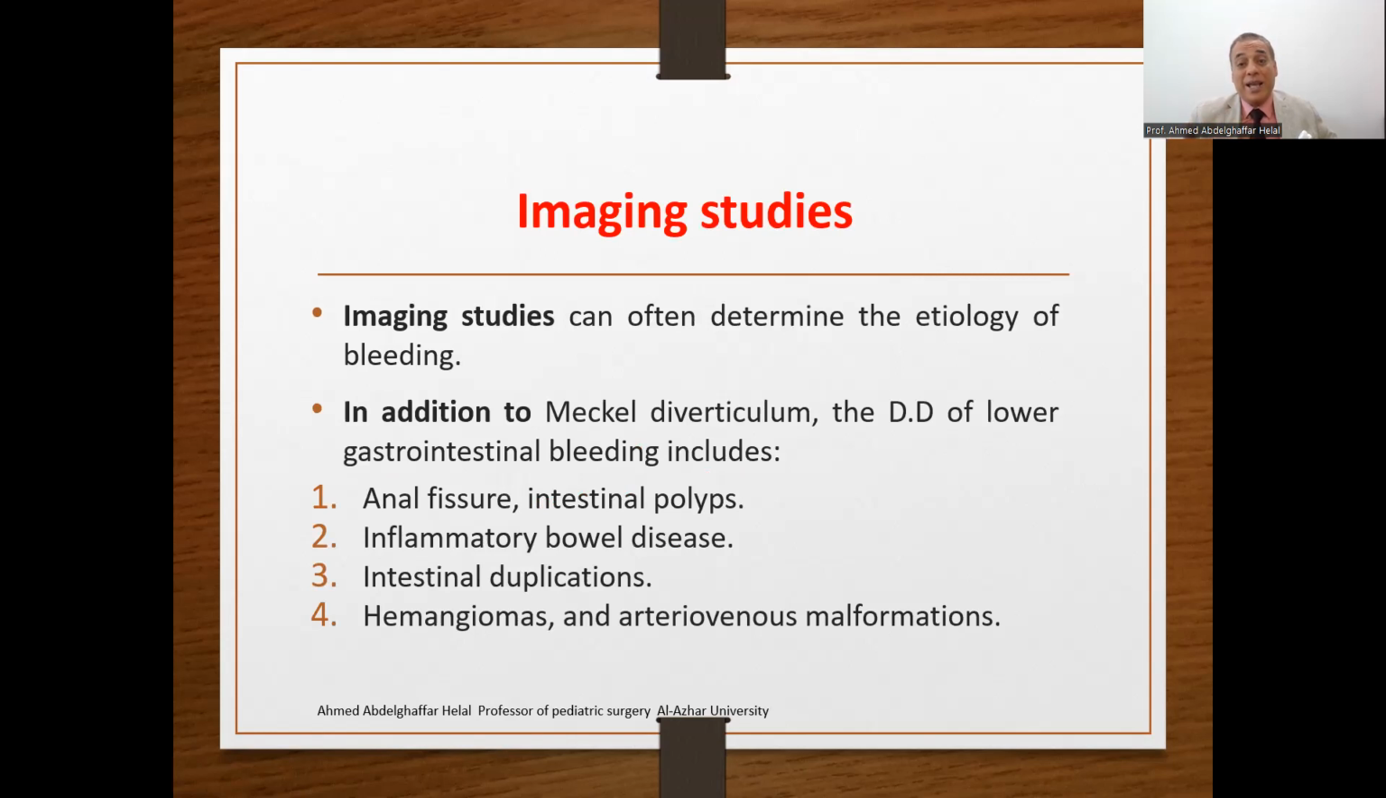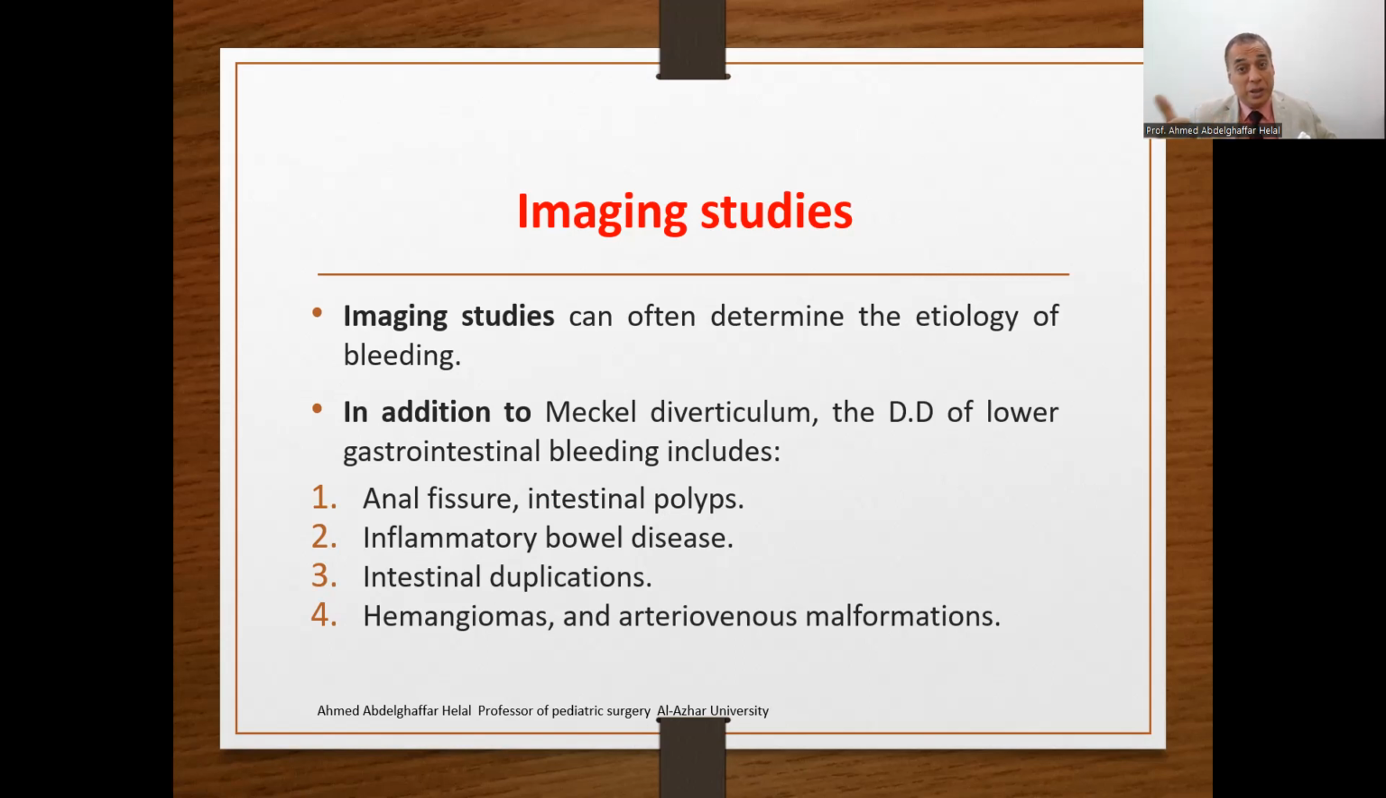Imaging studies can often determine the etiology or the source of the bleeding. In addition to Meckel, the differential diagnosis of lower gastrointestinal bleeding may include anal fissure, intestinal polyp, inflammatory bowel disease, intestinal duplications, hemangiomas, and arteriovenous malformation. It's the role of the pediatric surgeon, the pediatrician, and the team involved to search for the cause of the lower gastrointestinal bleeding.